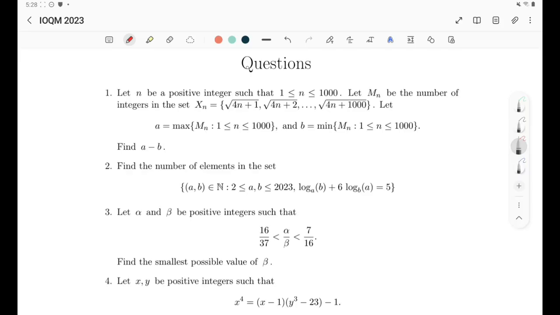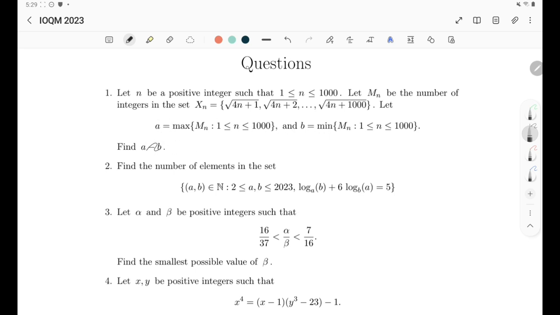Alright, for the first question, we have n is a positive integer between 1 and 1000, and they're defining mn to be the number of integers in this set. As you can see, all of them are roots. So if you want to count the number of integers, that means we need to count the number of perfect squares among the numbers for n plus 1, for n plus 2 till for n plus 1000. And we're interested in maximizing the number of perfect squares and minimizing it, and then we just need to calculate the answer for a minus b.